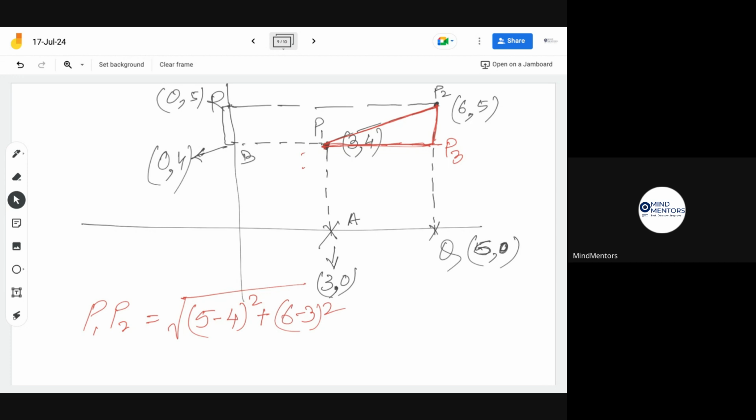Now, if you look at it, essentially, if this point is x2, y2, and this point is x1, y1, all you have done is to find the distance between 2 points: the square root of y2 minus y1 whole square plus x2 minus x1 whole square. Do you agree?